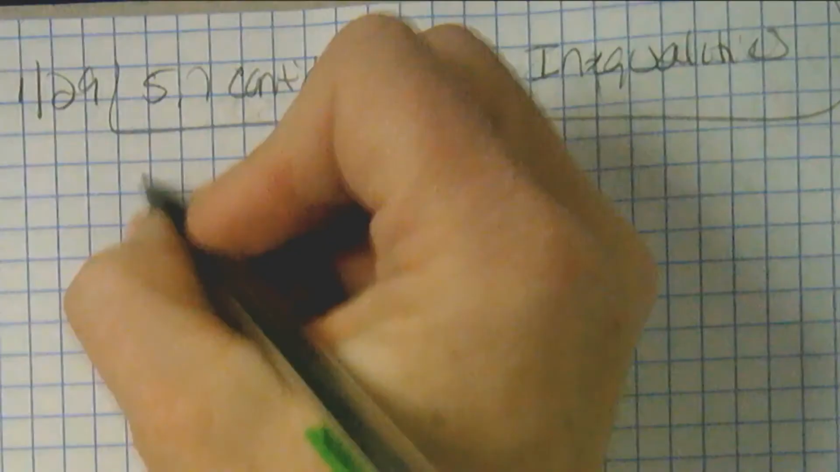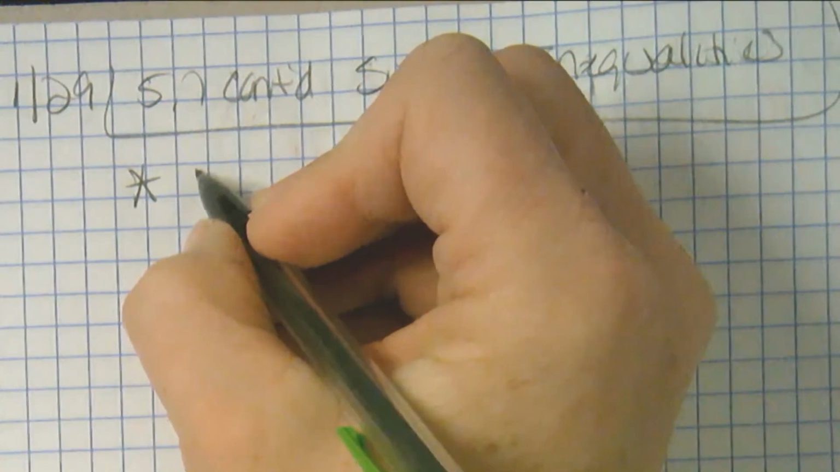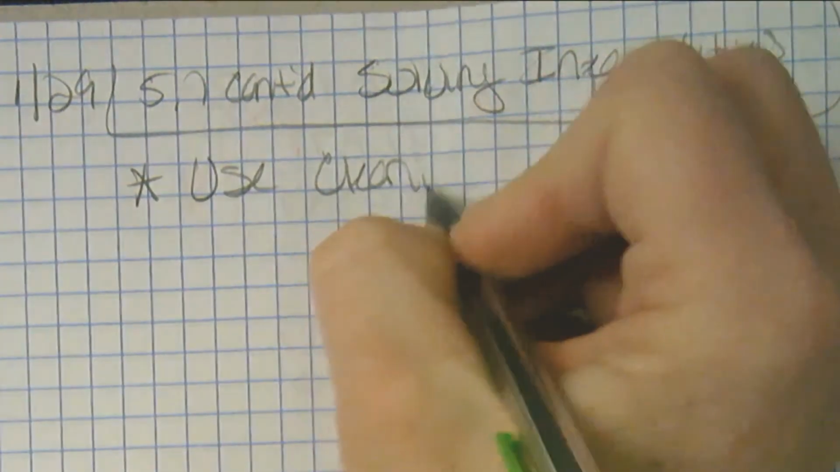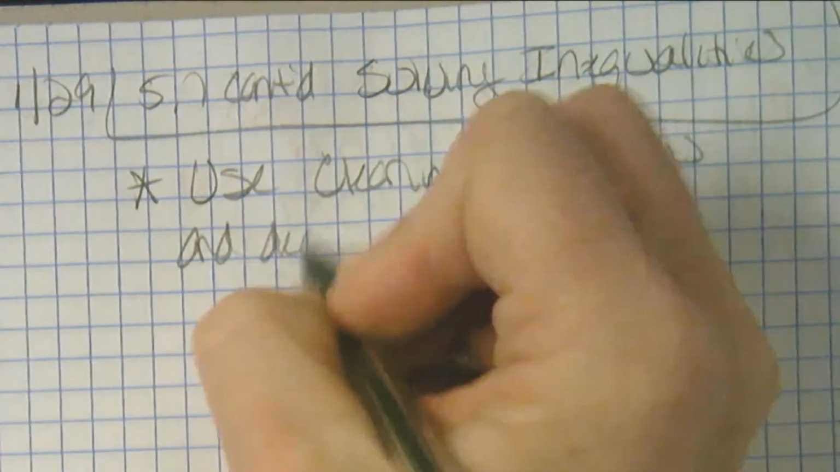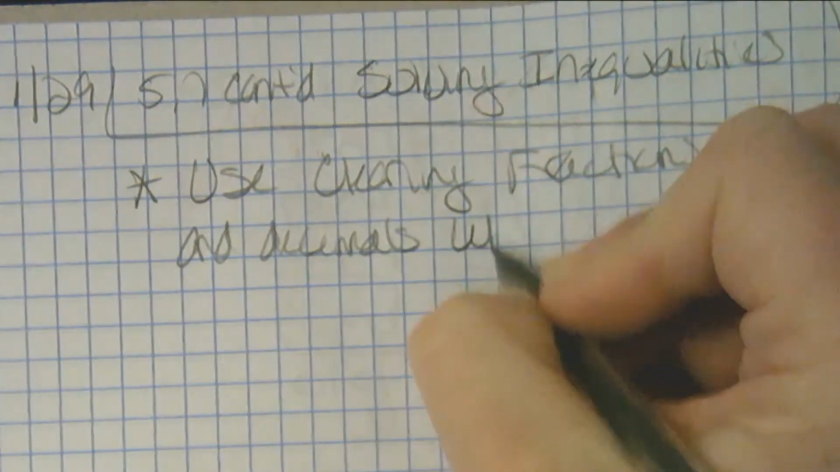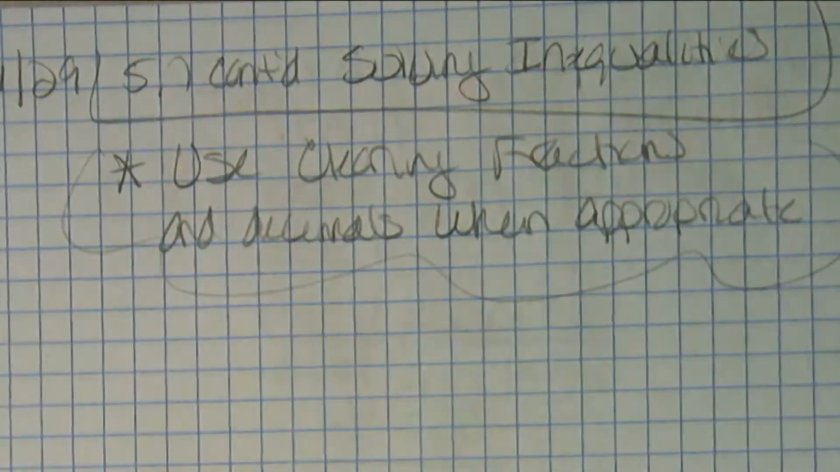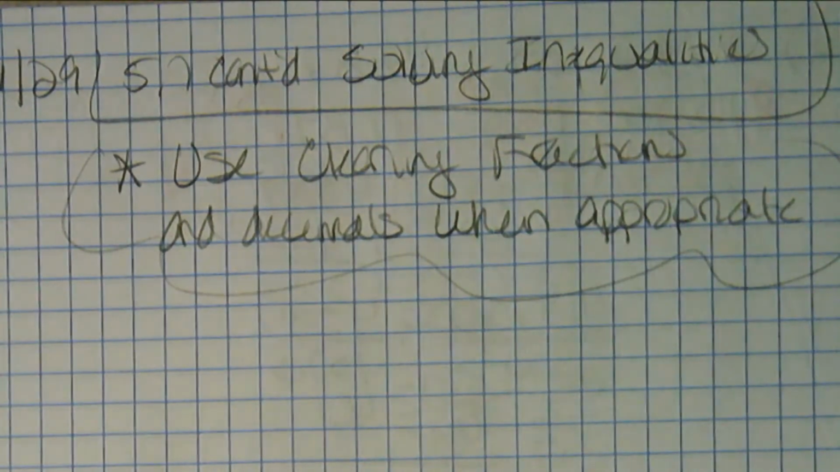I do want you to use clearing fractions and decimals when appropriate. So in tonight's homework, if you have a story problem or a skills-based problem that has decimals in it and it's an inequality, you're clearing decimals. If you have fractions, you're clearing fractions. I want you practicing that skill still.